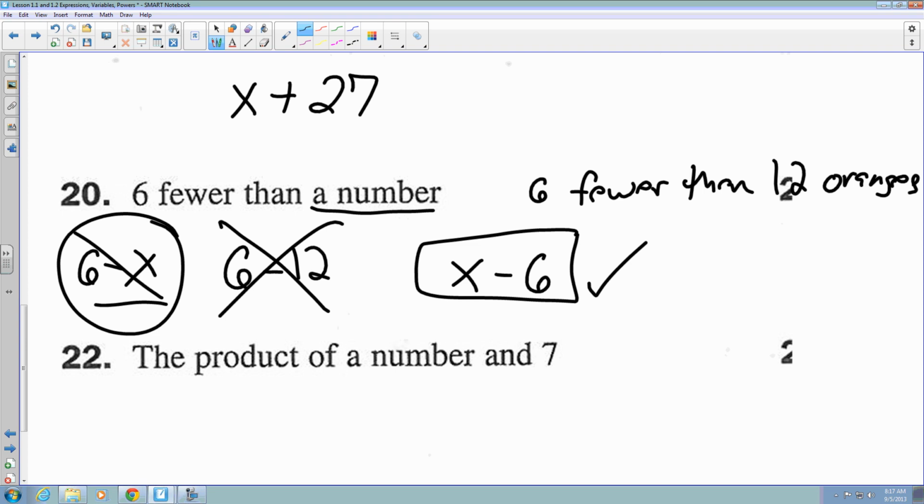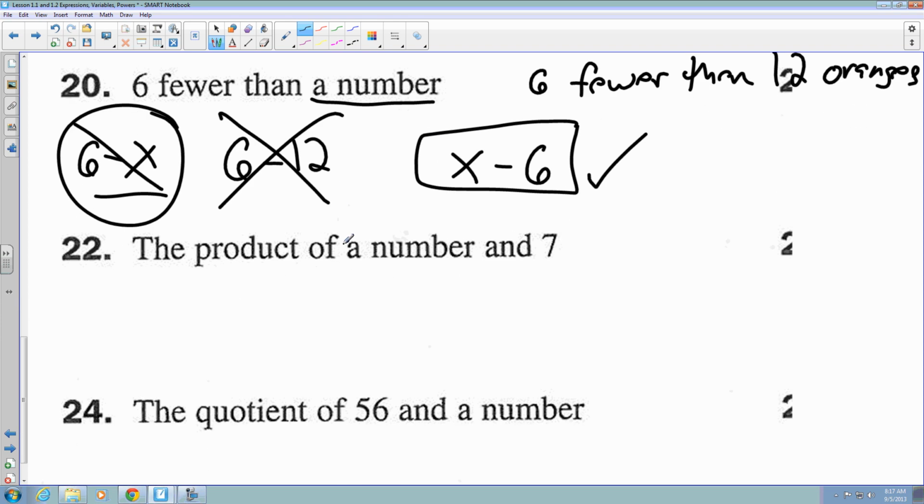So a lot of times when you're taking words and putting them into a math problem, you have to make sure that it makes sense. Now, for addition and multiplication, it does not matter how you position it. The only time it does make a difference is between subtraction and division. So keep that in mind when you're looking at these problems.